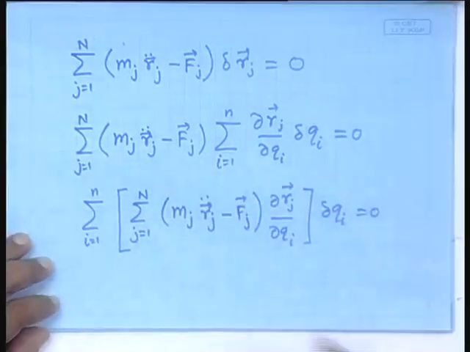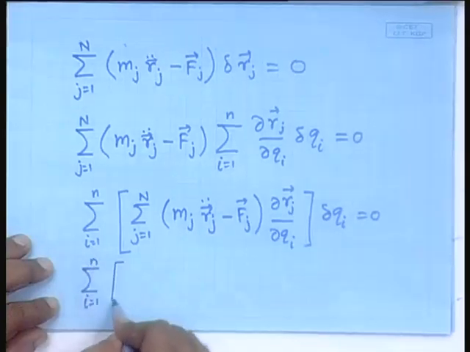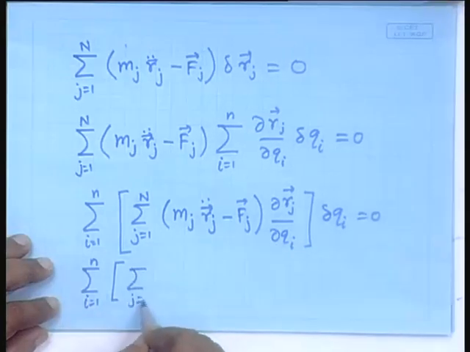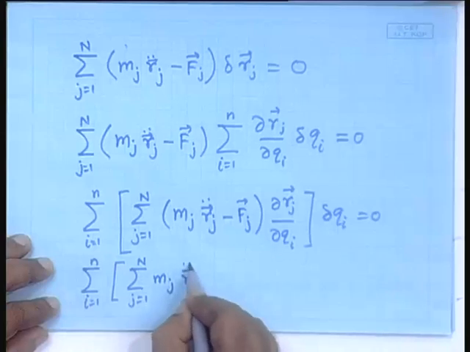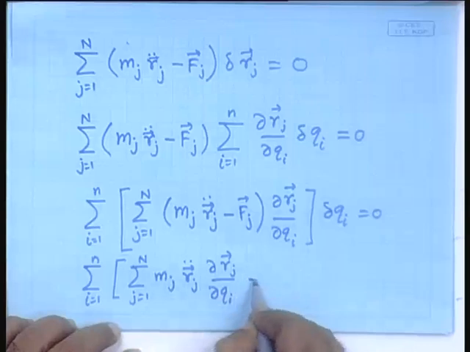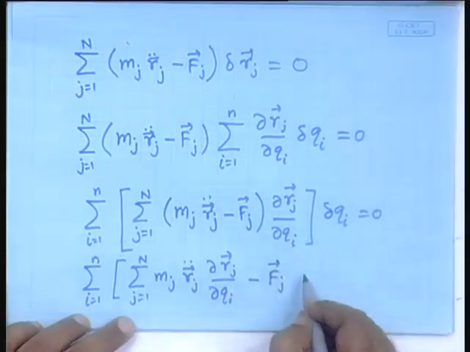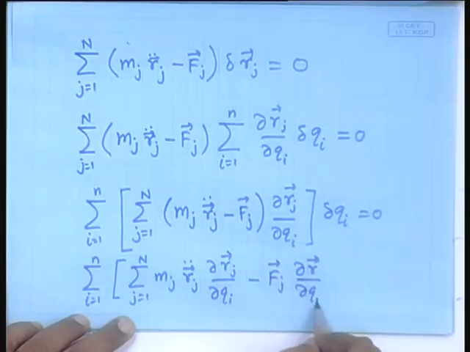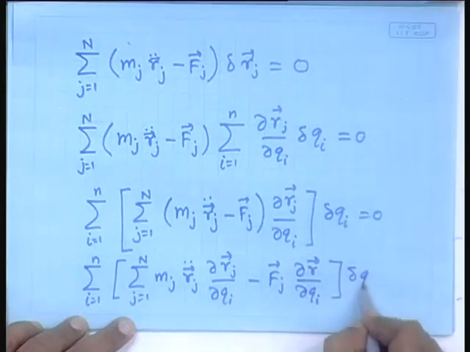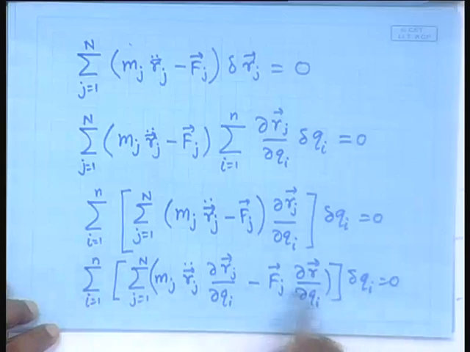Let us put this term inside. So, what do we have? Is this part visible? Yes. Sum over I equal to 1 to n. Let us put this inside. You have sum over j equal to 1 to n of m j r vector double dot j times the derivative of r j with respect to q I. I have multiplied it here, minus f j vector times the derivative of r with respect to q I. Just keep a check that I am doing it right. Fine, done. We need to put a bracket here, because the summation is over the whole thing.